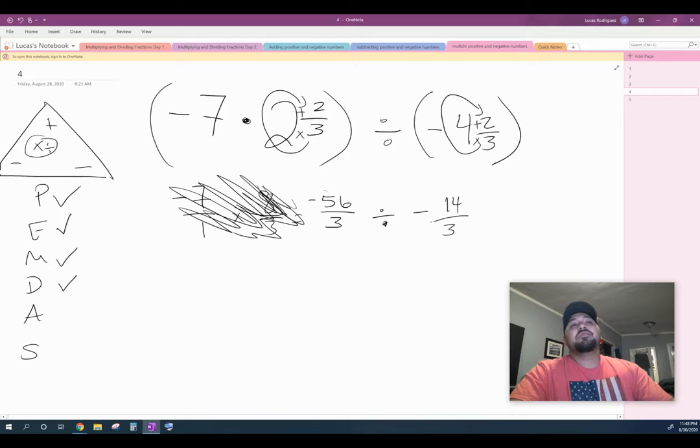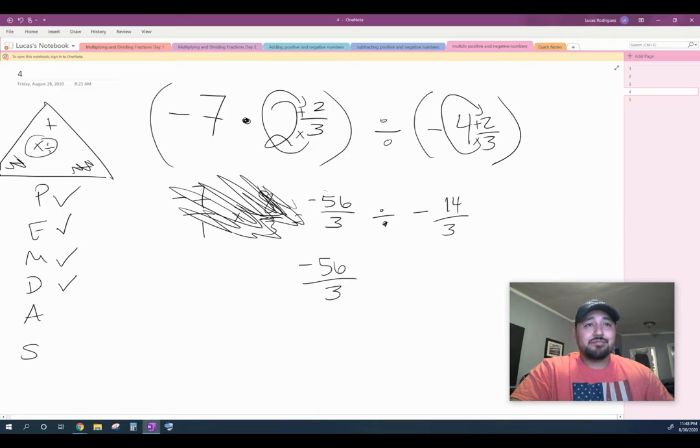So I have two negatives here. So I have a negative here and a negative. So my answer is going to be positive, okay? I'm not really dividing here. What I really want to do, and if you go back to our dividing fractions lesson, I'm really multiplying times the reciprocal, which is 3/14. Okay, so then I just multiply across.